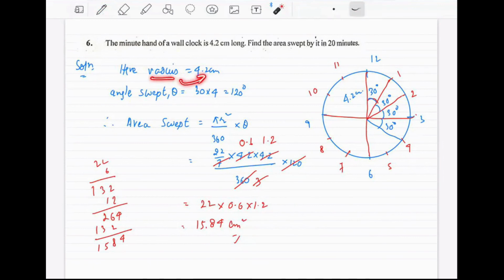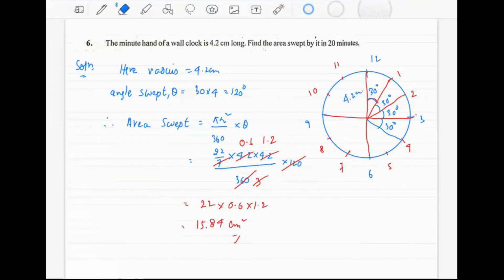So radius is 4.2 and angle swept is 120 degrees. You know how 120 degrees is coming, right? And the area will be this formula. Okay, then you have to draw the figure, remember? Draw the figure, copy this. Let's see if you all are able to do that in 3-4 minutes. Now, moving on to the next.